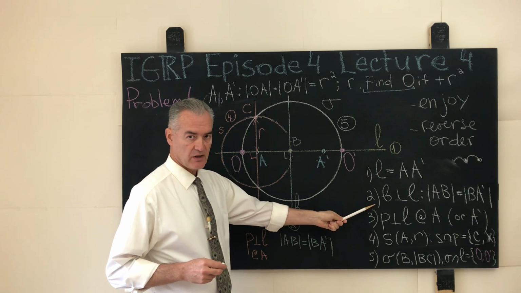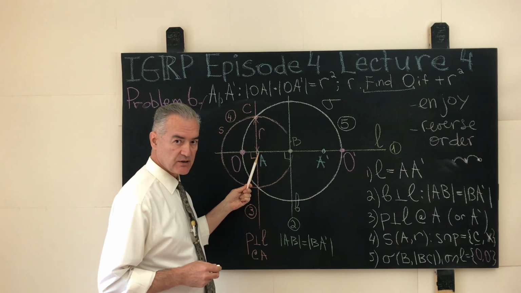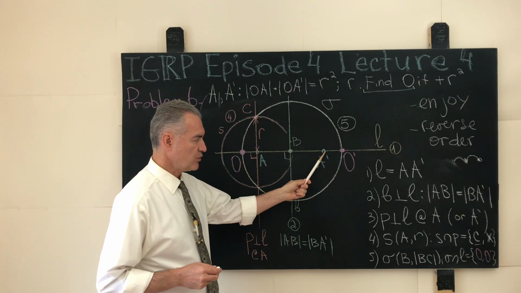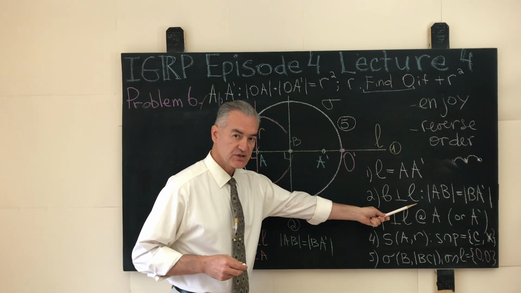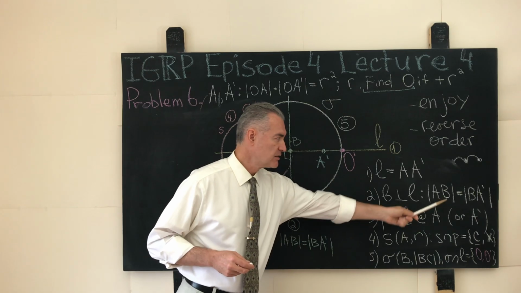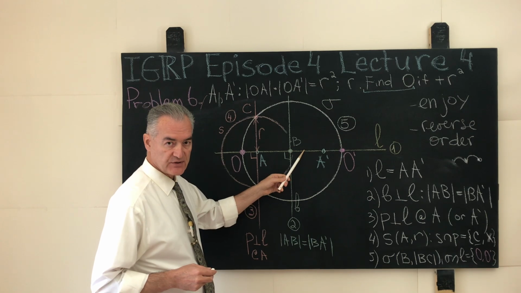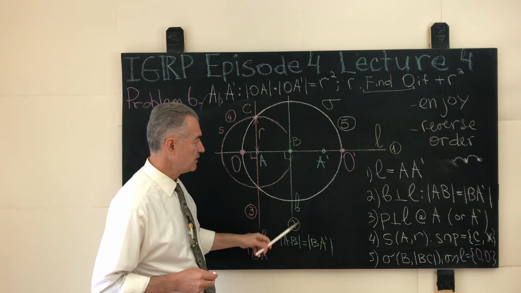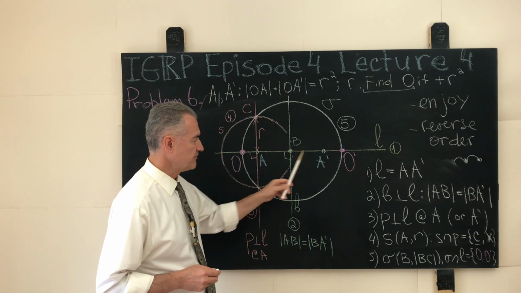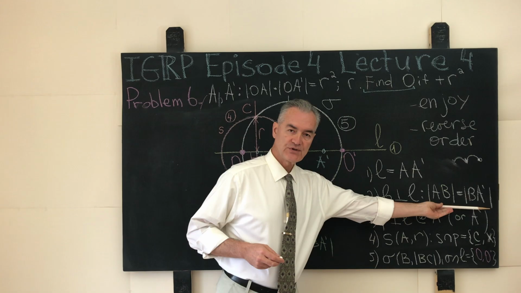Step number two of our algorithm: bisect the given line segment delineated by the points A and A prime with a perpendicular bisector to L, such that the point B that belongs to both the straight line L constructed in the previous step and the perpendicular bisector constructed in the second step is equidistant from the points A and A prime as captured over here. The distance between the points A and B is the same as the distance between the points B and A prime.